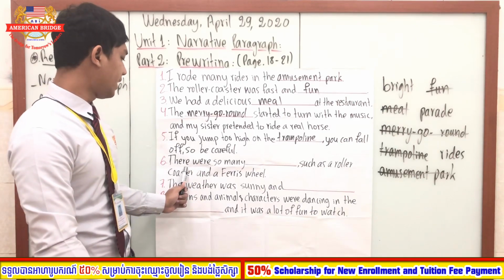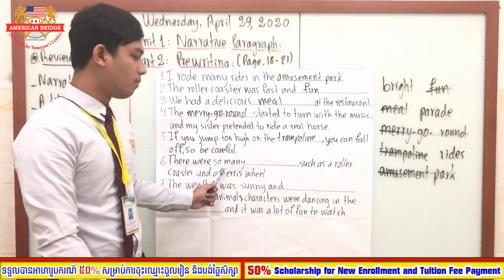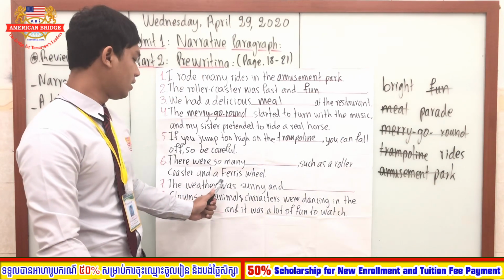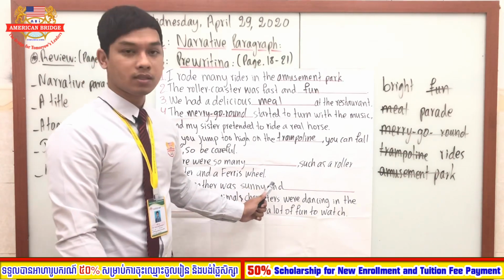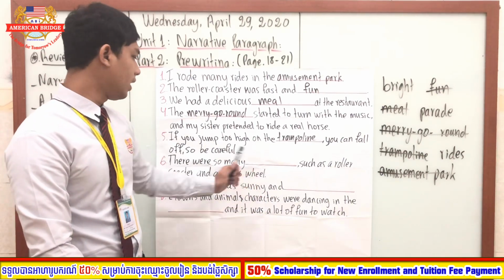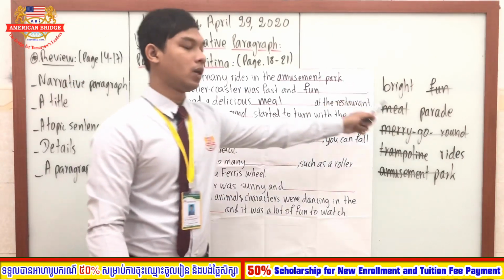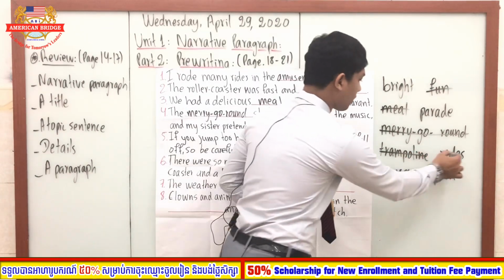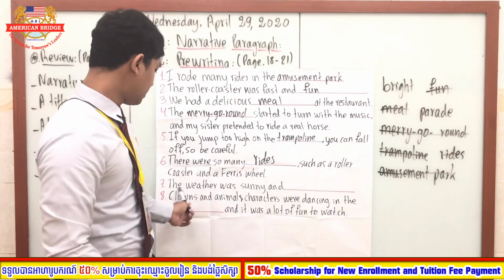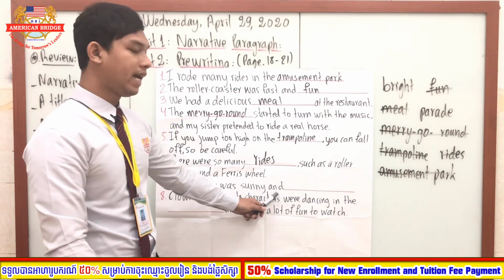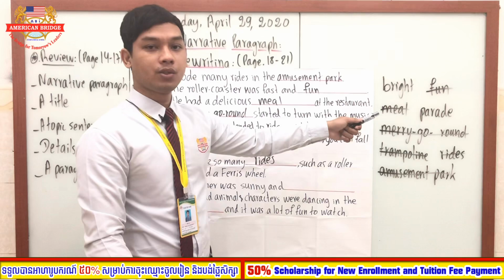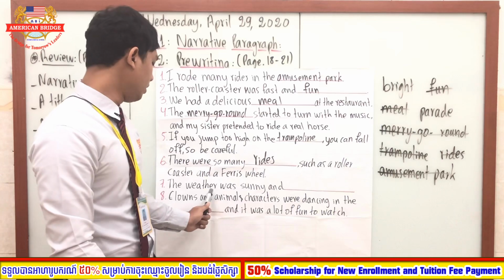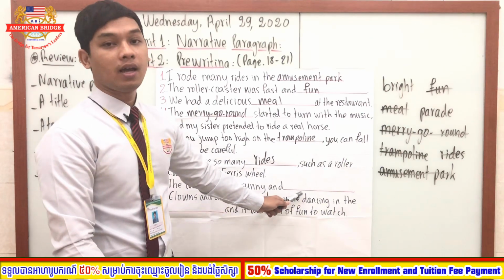And number six, we say there were so many what? Such as a roller coaster and a Ferris wheel. Okay? So there were so many rides, of course. Right. Cross out there. And number seven, the weather was sunny and we got only two words left. Okay, bright and parrot. So this one should be the weather was sunny and bright. Good.